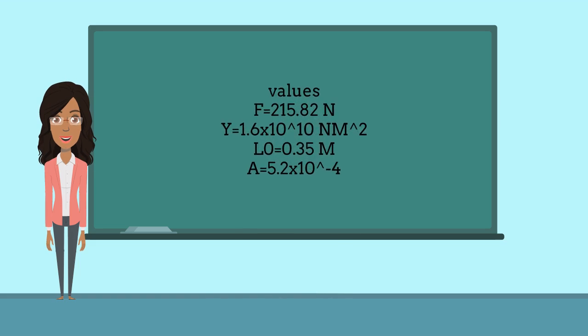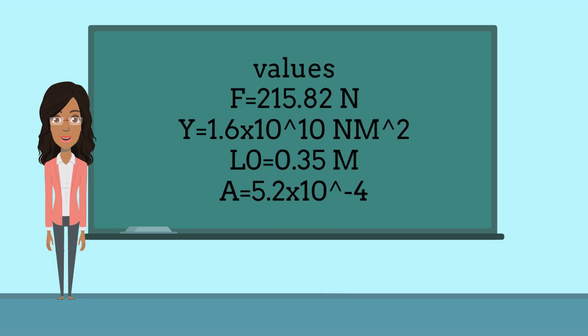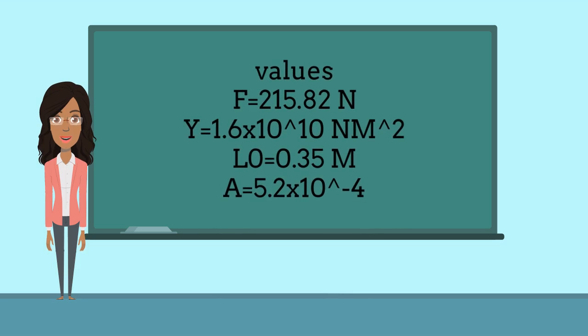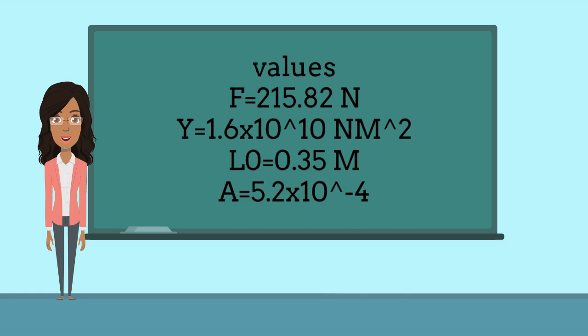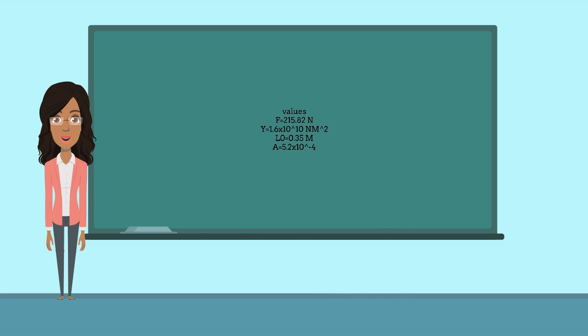Suppose you're asked to find the difference in length, delta L, of a bone with mass being 22 kilograms, initial length being 0.35 meters, and area being 5.2 times 10 to the negative 4 meters squared. In this case, we can utilize the solid deformation equation and rearrange it to delta L equals force times initial length over Y times area. Notice our solid is bone. Therefore, we can use the value 1.6 times 10 to the 10th.